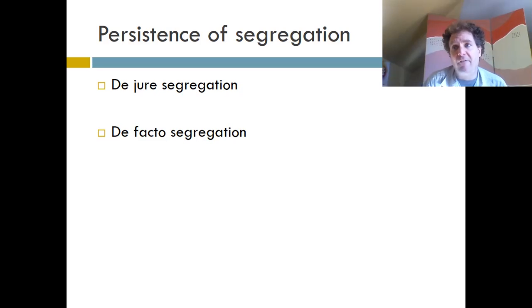So to understand this, we have to talk about two different forms of segregation. That is de jure segregation and then de facto segregation, right? So de jure segregation is segregation by the law, meaning that the law requires racial groups to be separate, right? To live in separate neighborhoods, to attend separate schools, to use separate facilities, right? And this is what we generally understand as what was being fought about in the civil rights era, right?